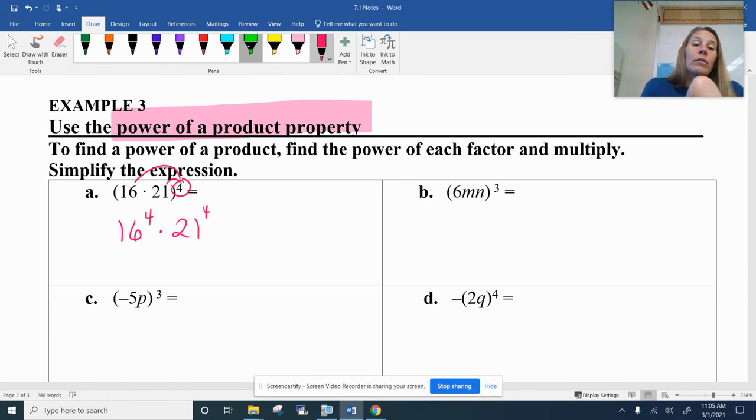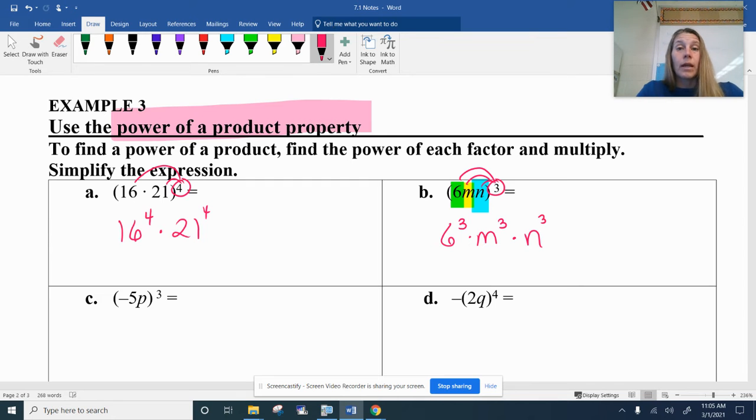It gets a little trickier though when you have variables and constants mixed together. So I have a 6, that's one term. I have this m, and I also have this n here. So I have 3 terms here. This little 3 needs to go to all 3 of them, and this is where sometimes people get a little confused. So we have a 6 to the 3rd power times an m to the 3rd power times an n to the 3rd power. Now, the m and the n, there's nothing else I can do there.